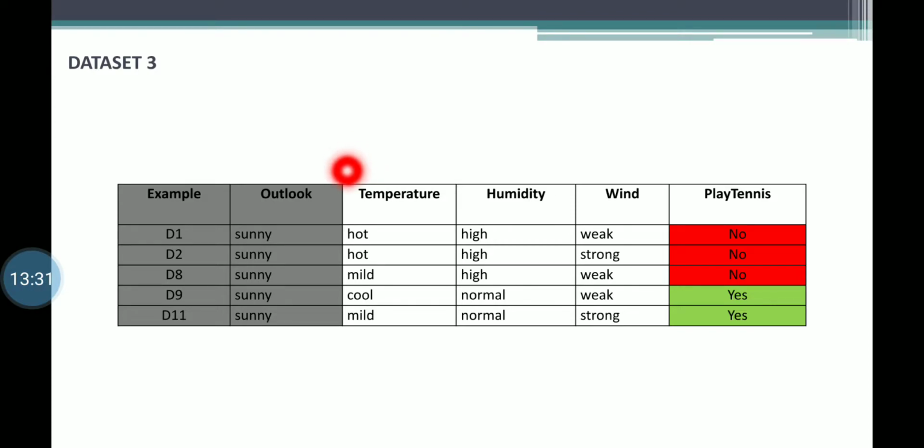Now once the node has been selected, we are going with the reference of Outlook node, and in Outlook we need sunny as the reference. So with respect to sunny, whichever entries are there, those entries have been selected. So now we have temperature, humidity, wind related 5 row data set as a reference. In this case we have 3 negative and 2 positive samples. You don't have to calculate the entropy again, because we already know entropy of sunny is equal to 0.971. This is just for reference.